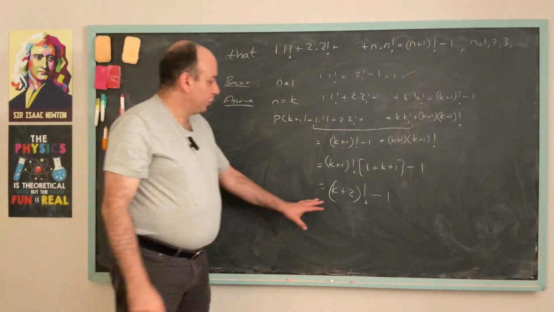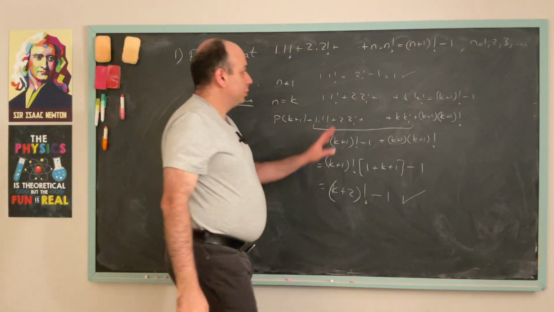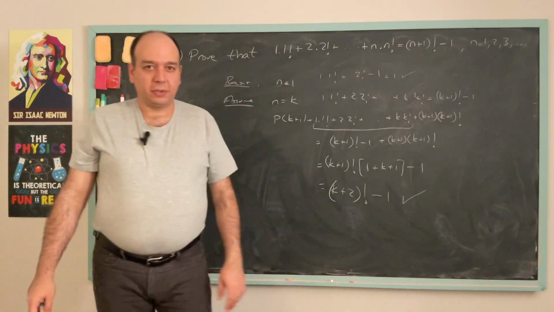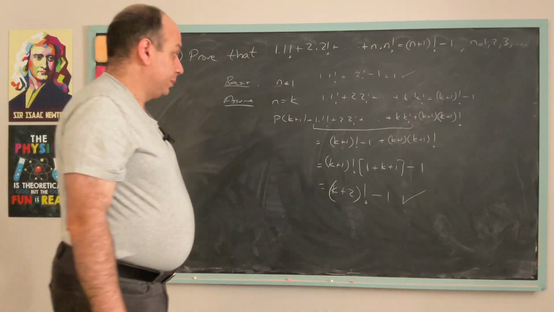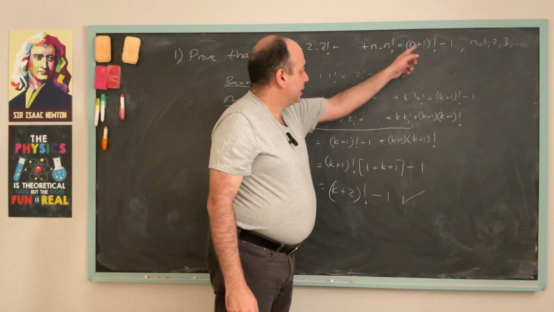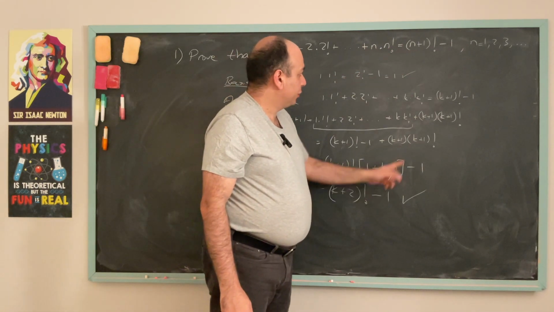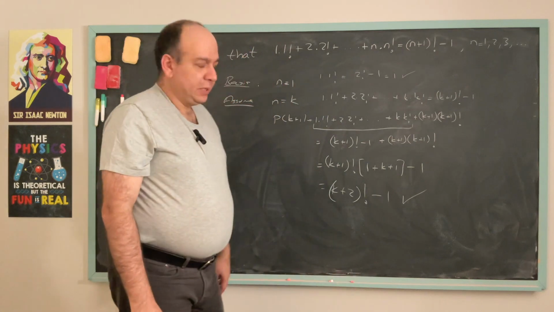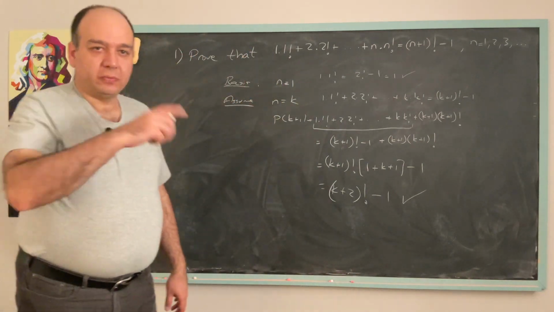Actually, we prove that this relation also holds true for n is equal to k plus 1, right? Because if I put k plus 1 here, on the right hand side I get k plus 2 factorial minus 1. Okay? So the proof is complete. Let's move on to the next problem.